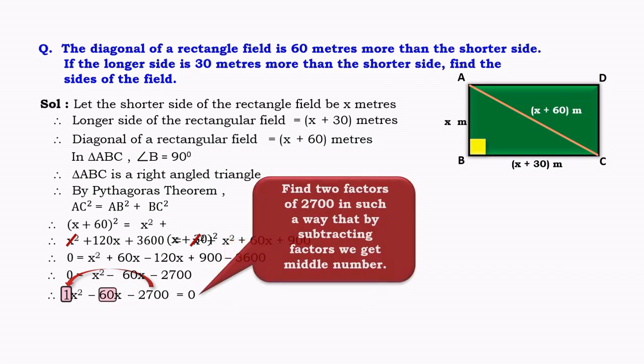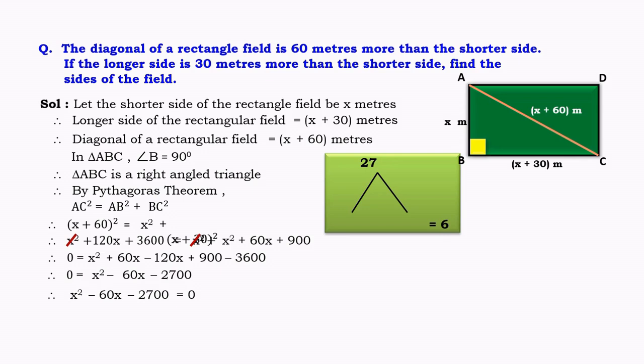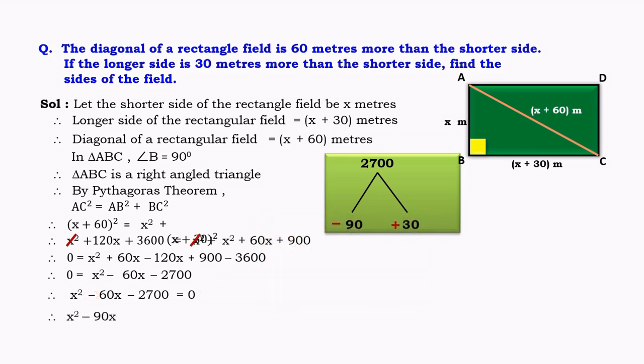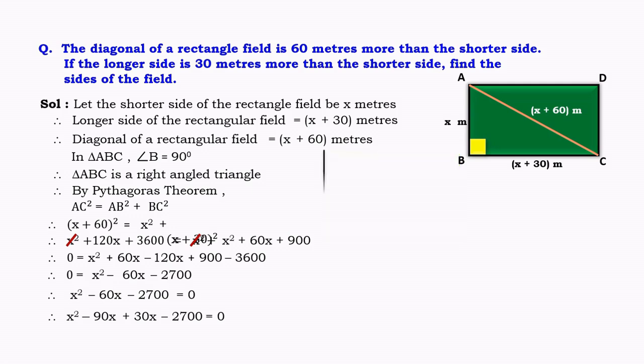We need two numbers whose product is 2700 and whose difference is 60. The numbers 90 and 30 satisfy this condition because 90 minus 30 equals 60. Since the middle term is negative and the constant term is negative, we assign the negative sign to the larger factor and the positive sign to the smaller factor. Therefore, the required numbers are negative 90 and positive 30. Using these factors, we split the middle term. The equation becomes x² − 90x + 30x − 2700 = 0.